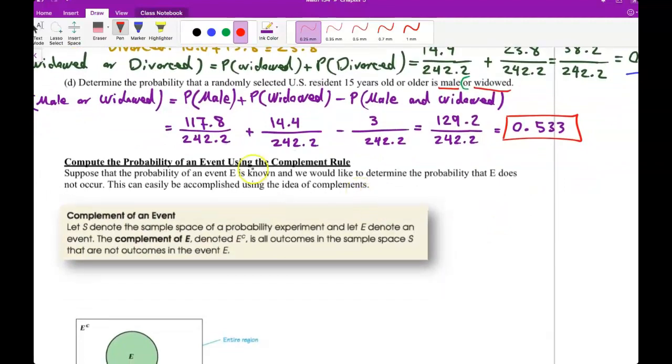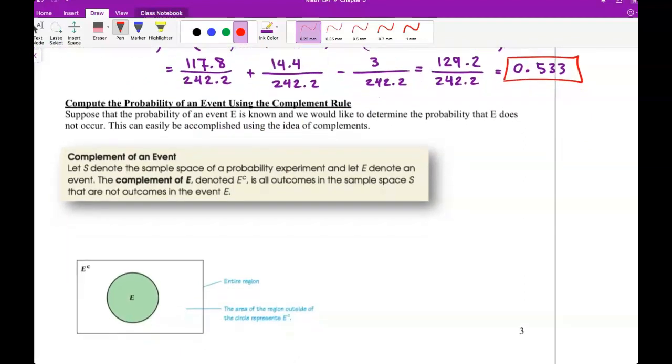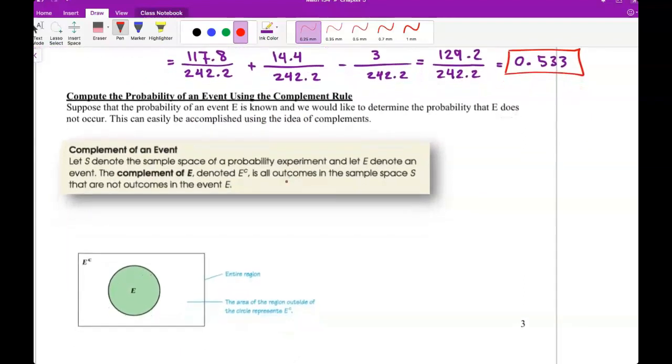Okay, now next part, compute the probability of an event using the complement rule. So suppose that the probability of an event E is known, and we would like to determine the probability that E doesn't occur. So that is what we need on this part.